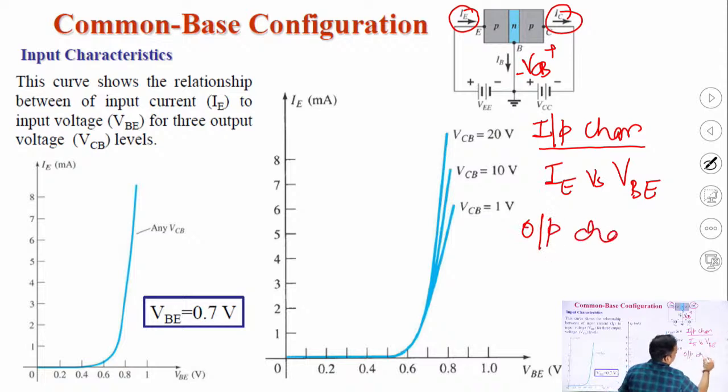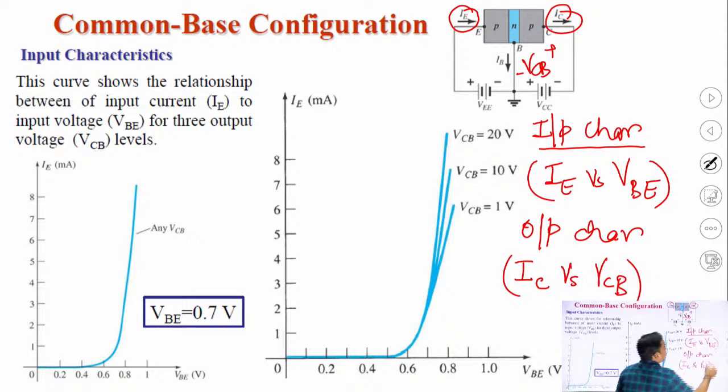IC versus VCB. So if we are drawing a curve between IE and VBE, the curve will be known as input characteristics, and if we are drawing a curve between IC and VCB, it will be known as the output characteristics, for different values of IE, which we will see later on. So first of all, let me tell you what the input characteristics are here.